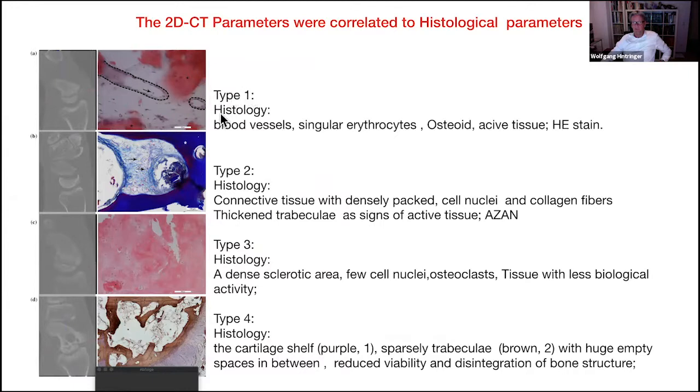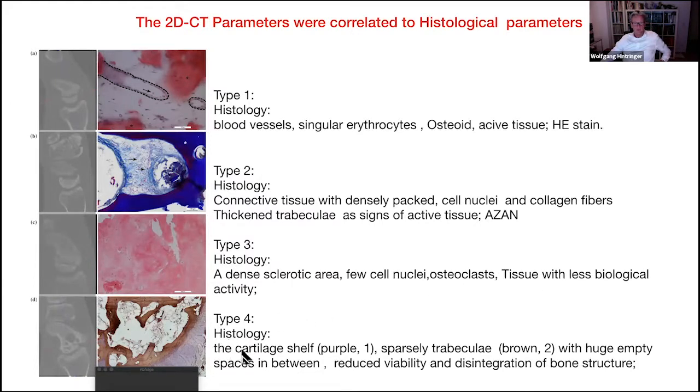In type 1, they found out in the histology that they had blood vessels, singular erythrocytes, osteoid, active tissue. In type 2, connective tissue with densely packed cell nuclei and collagen fibers, thickened trabeculae, signs of active tissue, in the Mallory-Azan staining. And in type 3 was a dense sclerotic area, few nuclei, osteoclast tissue with less biological activity.